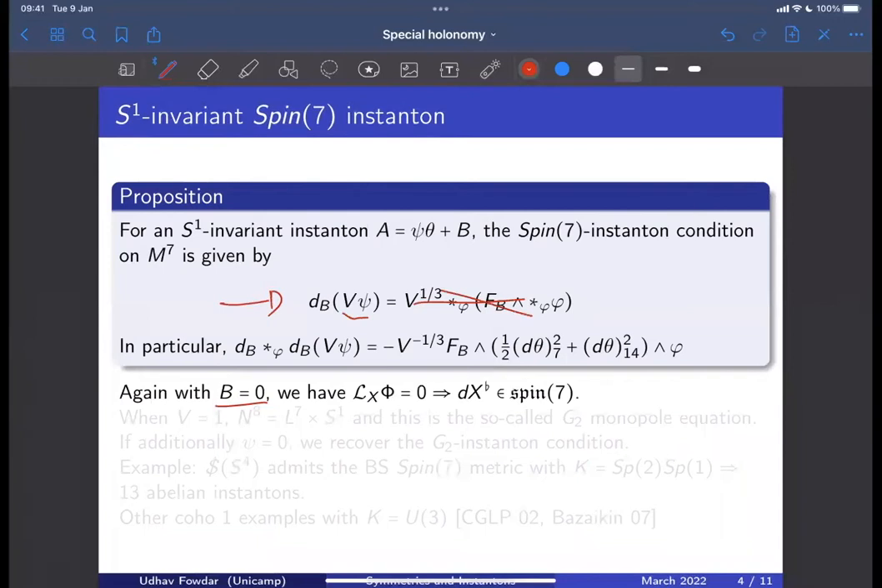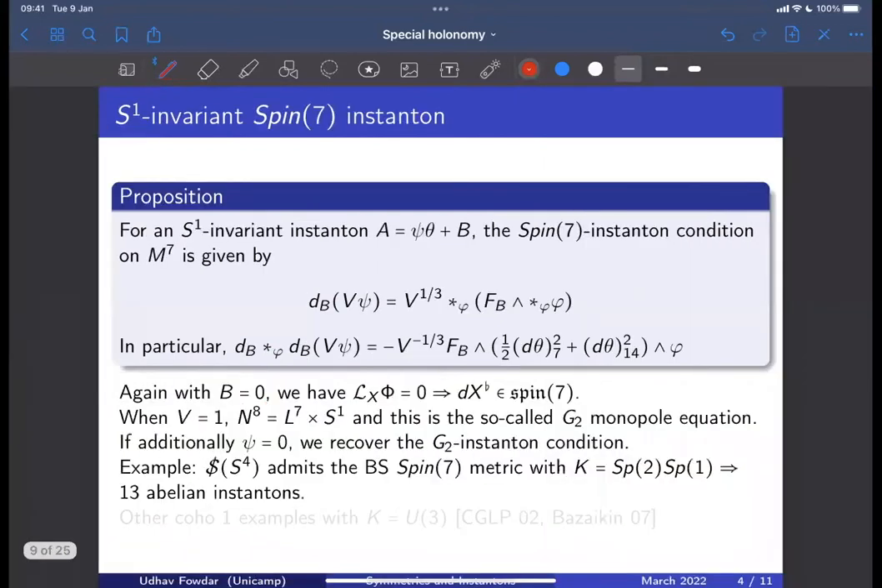And we deduce, as in the G2 case, that if a vector field preserves the 4-form, then the exterior derivative of the dual one form to this scaling vector field belongs to the holonomy algebra, Spin(7). And when V is equal to 1, so when these S1 fibers have constant size, then our Spin(7) manifold splits as a Riemannian product. So it's a G2 manifold cross an S1. And this equation here reduces to what is known as a G2 monopole equation.